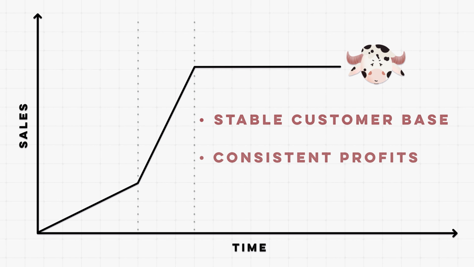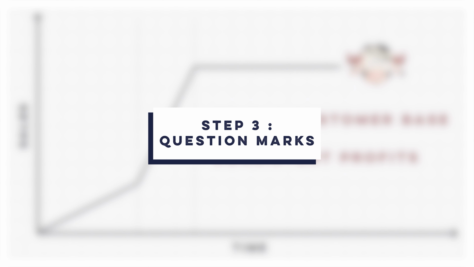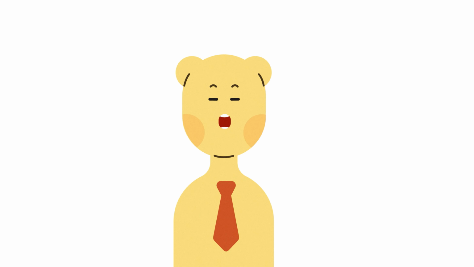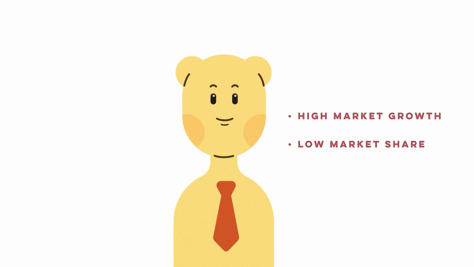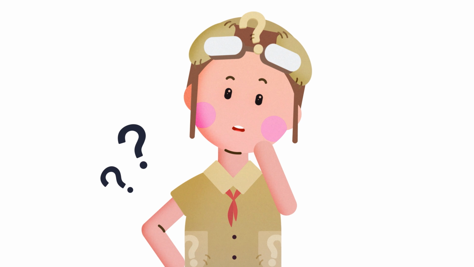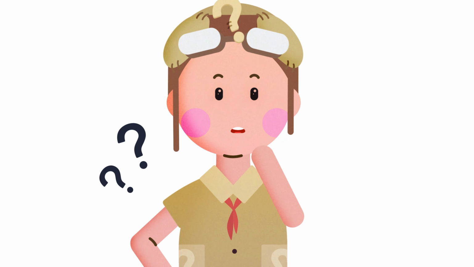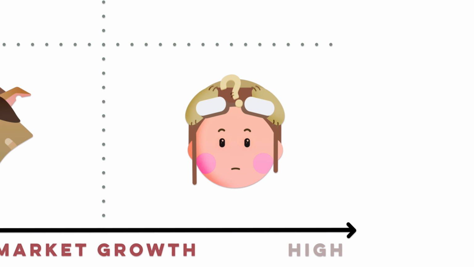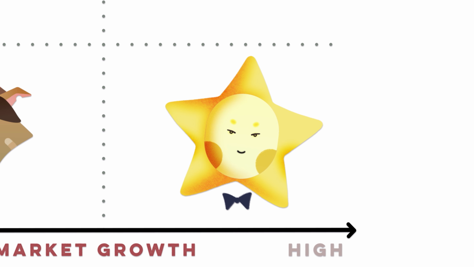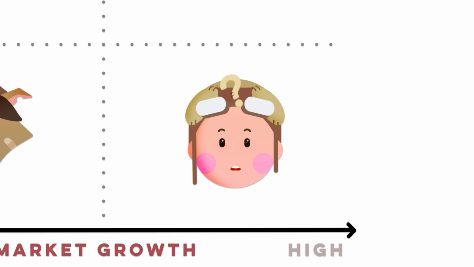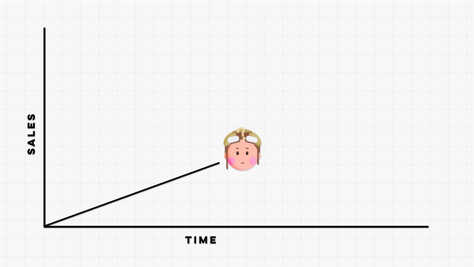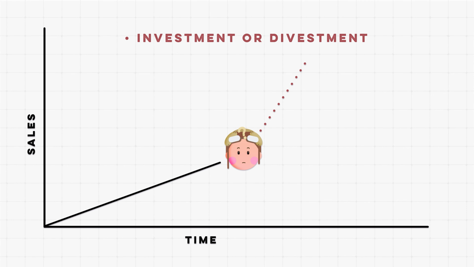Step 3 are the question marks. Question marks are products with high market growth but low market share. These products require significant investment to increase market share, but may not always succeed. Companies must decide whether to invest in these products to turn them into stars or divest from them. Question marks can be in the introduction or early growth stages, needing strategic decisions for further investment or divestment when looking at the product lifecycle.